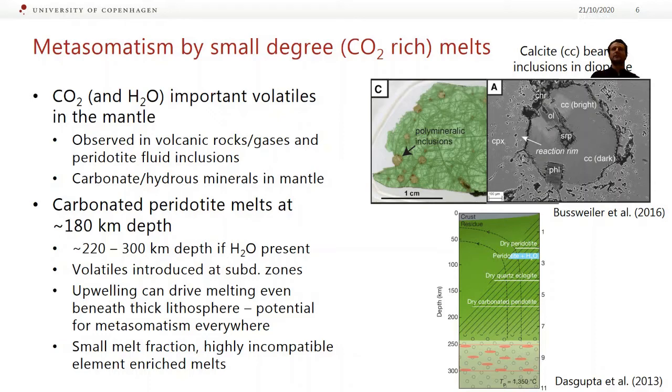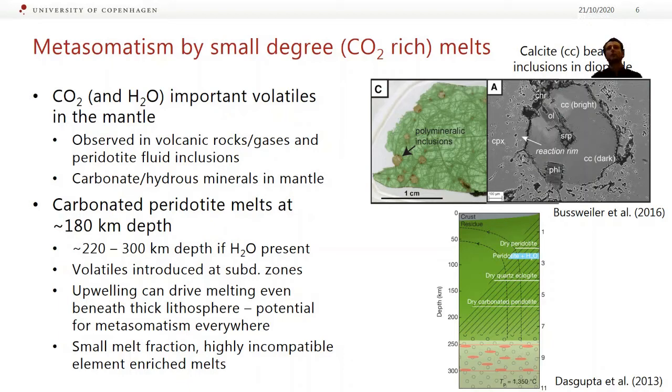Okay, so aside from these fairly obvious large degree metasomatic reactions, which are generally along plate boundaries, we'll also see metasomatism by small degree mantle melts. So these are generally carbonate or CO2 and water-rich melts. We know these are important volatiles in the mantle because we see them if we go and look at volcanoes erupting. It's a bunch of CO2 and water outgassing with the eruption. And you can also see them as either carbonate minerals or hydrous minerals.